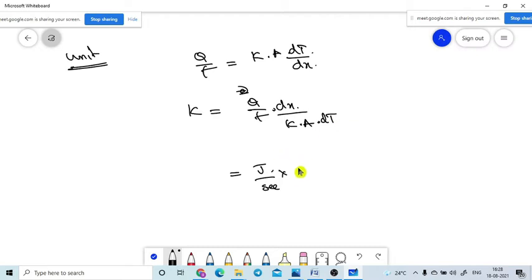Yes, dt is there. Now it is working. So d means length, meters. K is removed, no need to take K. A means area of cross section, meter square. Time means Kelvin. So one meter is cancelled. Joule per second per meter Kelvin. That is equal to joule per meter Kelvin second. This is the units for that one.